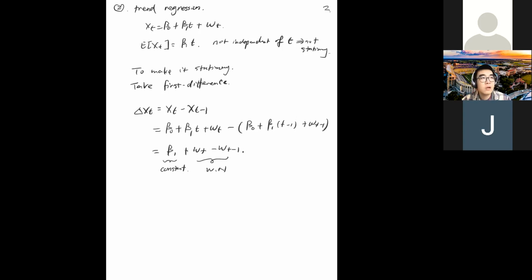Just recall our second question of midterm 1. A linear combination of stationary processes is also stationary. So that means this whole thing is stationary. Or in other words, the first difference of this trend regression is stationary.